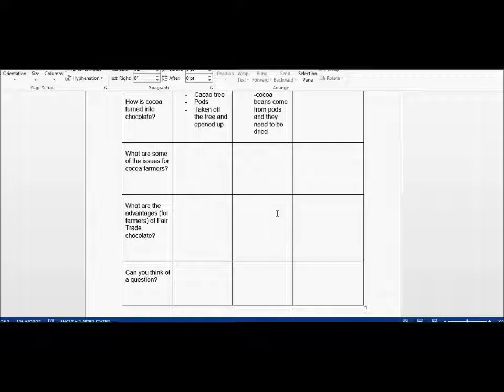And you could take all of the information about advantages for farmers of fair trade chocolate and issues for cocoa farmers, and you could start jotting down the things that you remember from playing that game. And then you could go back to looking at the article, and you could find the information about issues for cocoa farmers that's in the article and advantages for farmers of fair trade chocolate in the article, and you could write those things down here.